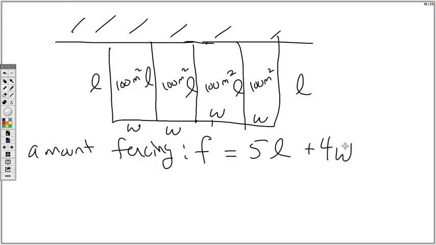Now once again, length and width are both measured in meters, so I have an amount of meters plus an amount of meters. That would give me an amount of meters, so it makes sense based on what the unit should be here. So this is our objective function.